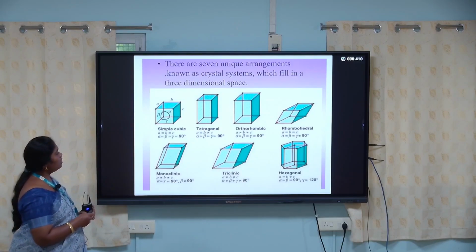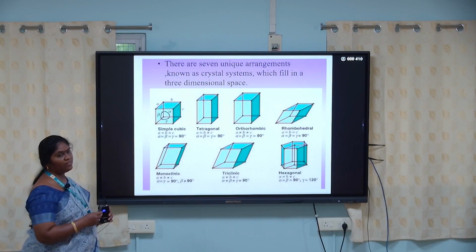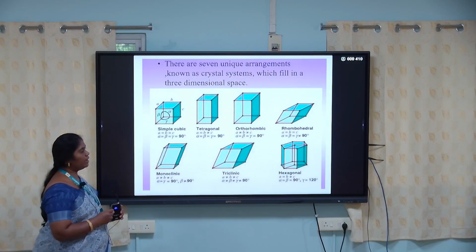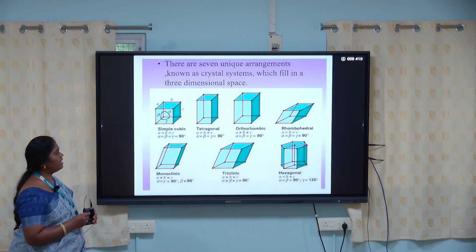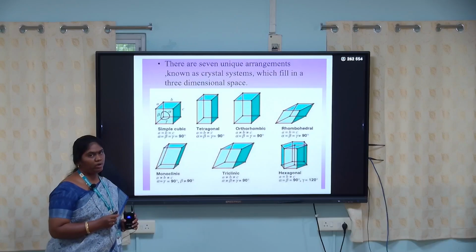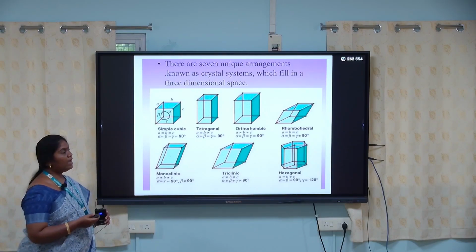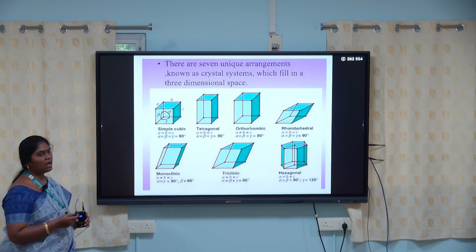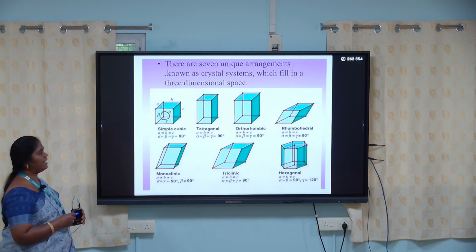And in the tetragonal case, A is equal to B, and B is not equal to C. So the 3 faces are not all equal, but the angles alpha, beta, gamma are the same, that is 90 degrees. In the orthorhombic structure, the 3 faces are not equal. So A is not equal to B, is not equal to C, and the angles alpha, beta, gamma are the same, 90 degrees.